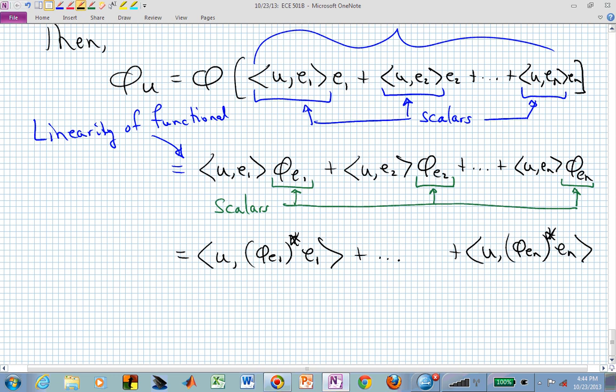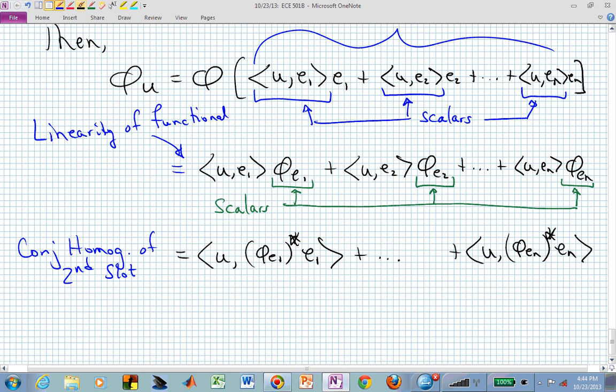So this is now, what property was this? This was the conjugate homogeneity of the second slot. It allowed me to make that replacement of that second line with the third line. Now what do I want to do?